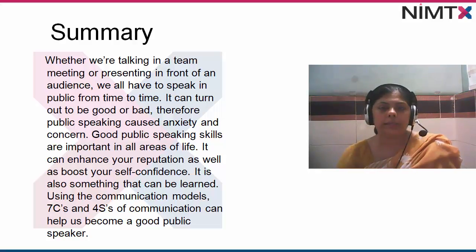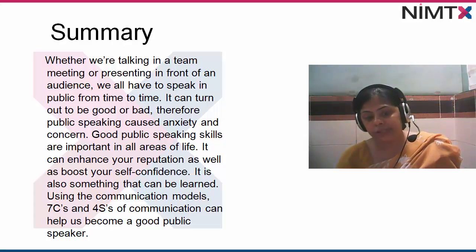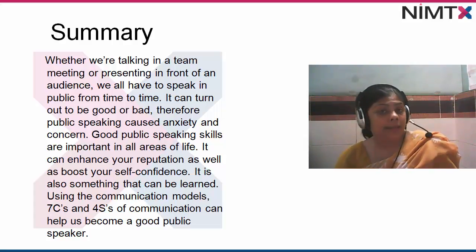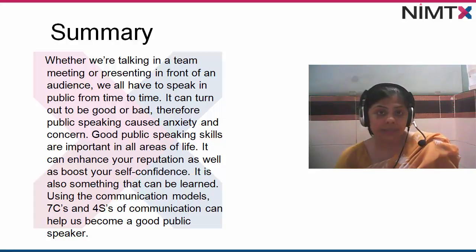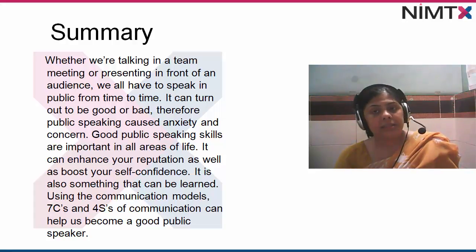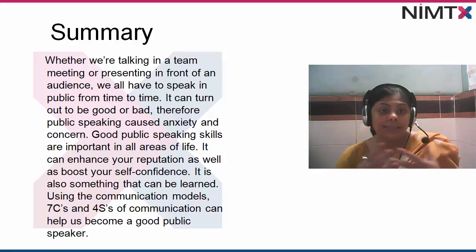It certainly does. You speak in front of 5 people, 6 people, or a group of people, and if you are prepared and your presentation goes well, just see how it boosts your self-confidence. It is also something that can be learned. Using the communication model, the 7 C's and 4 S's of communication, can help us become good public speakers. Practice if you are going for a presentation or public speaking, and see how well it goes.